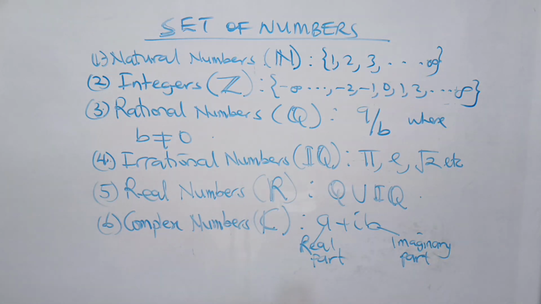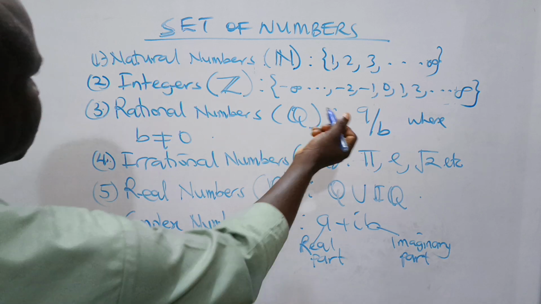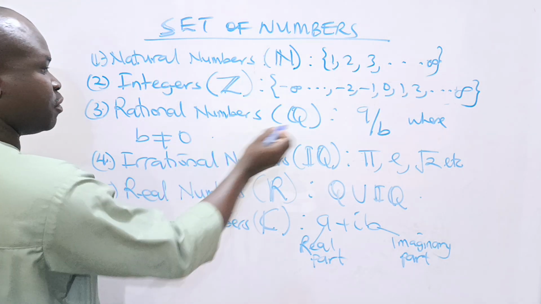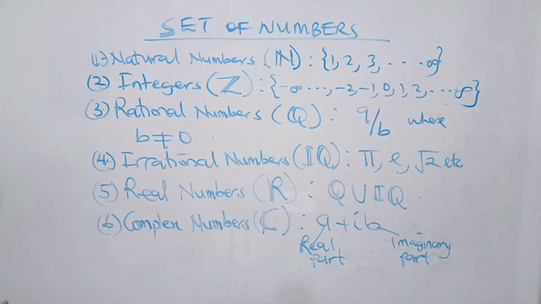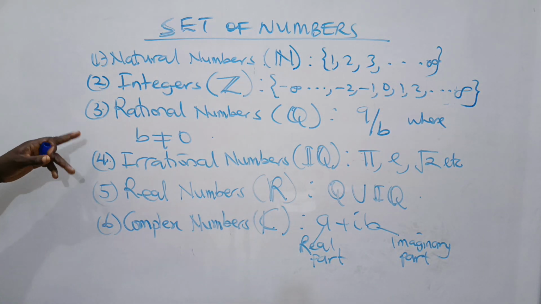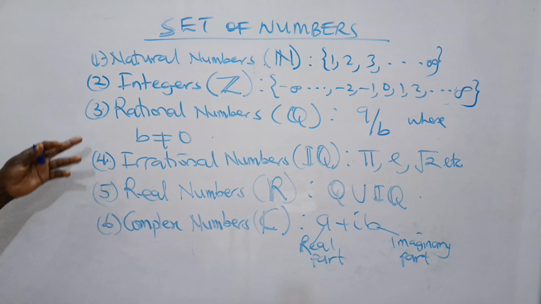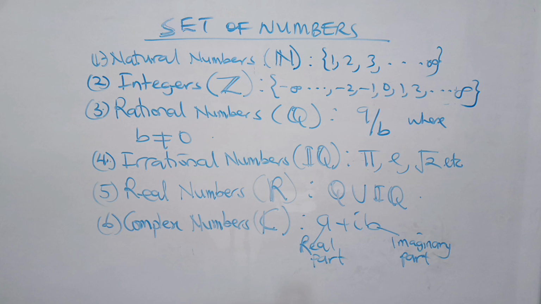The third set of numbers are called rational numbers. These are numbers that can be expressed in form of fraction, a over b, but where b must not be equal to 0. Once b is equal to 0, then that fraction is undefined. So we should note that when we can express a number as fraction, either proper or improper, they are referred to as rational numbers. Then we have irrational numbers.